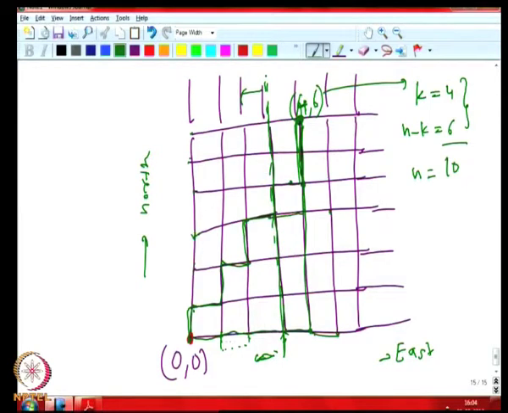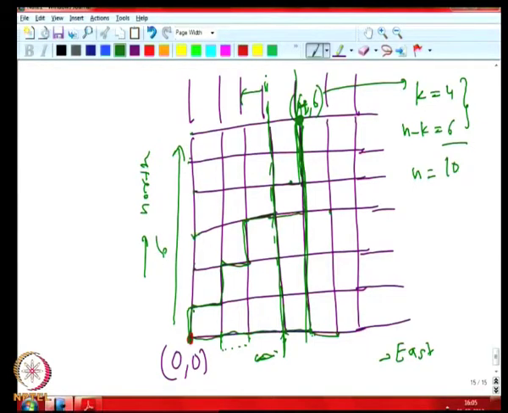So, I have to take 4, and I cannot take 5. If I take 5, I will cross this line and I will never be able to come back. So, to reach (4, 6), I have to take 4 units, say 4 kilometers east. I have to drive 4 kilometers east. When I do it is unimportant, but before I reach there I have to do exactly 4 kilometers. Similarly, to reach (4, 6), I have to drive 6 kilometers north.